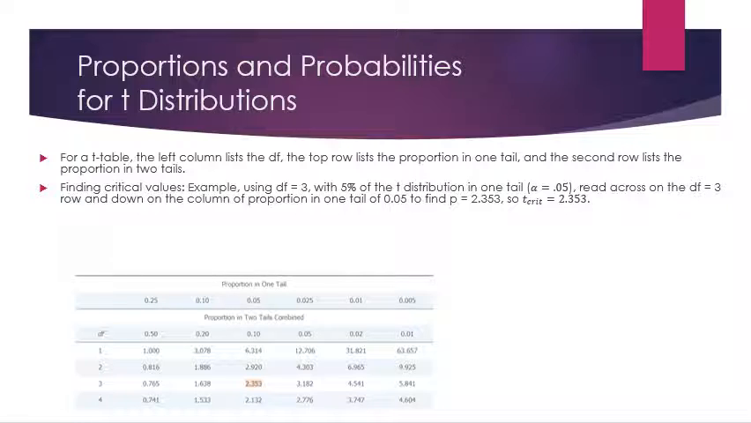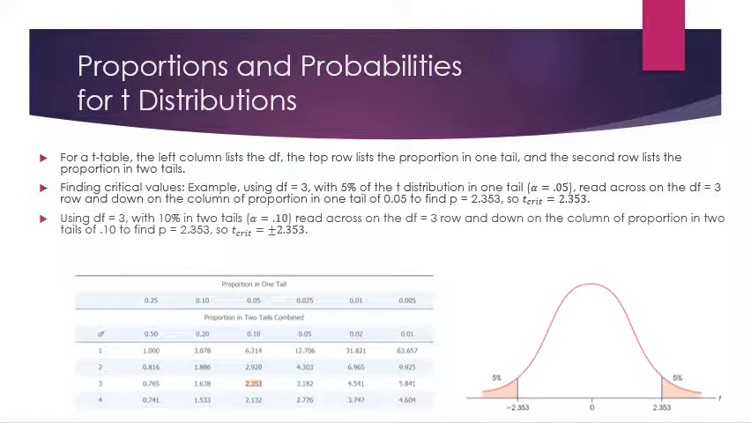We would call these t-crit scores to put on our graph. So say you have an example and you're using degrees of freedom equal to 3, and you have 5% of the distribution in one tail. So alpha would be 0.05. You're going to read across on the degrees of freedom equal 3 row, and sometimes people might want to put a piece of paper under that 3 row so they can easily read the numbers across. And then you're going to go down the column where it says one tail of 0.05, which is right there in the middle. And you're going to find a value of 2.353. Notice it's in orange. So t-crit for this test would be 2.353.